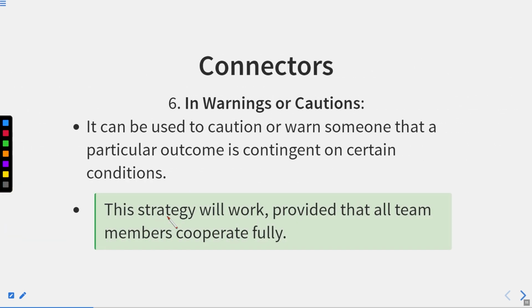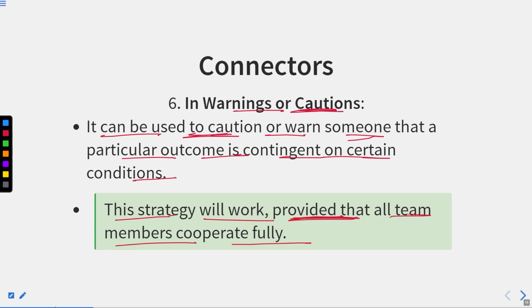Before next week. In warnings or cautions, it can be used to caution or warn someone that a particular outcome is contingent on certain conditions. This strategy will work provided that all team members cooperate fully. So here we are warning the team members that this strategy will work only if they show their team effort.